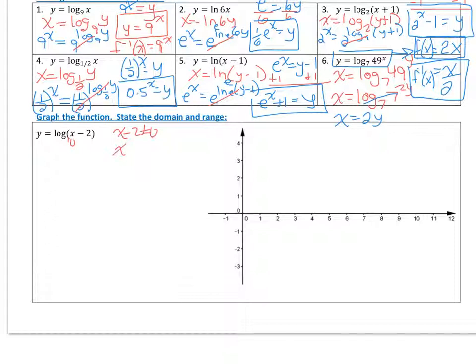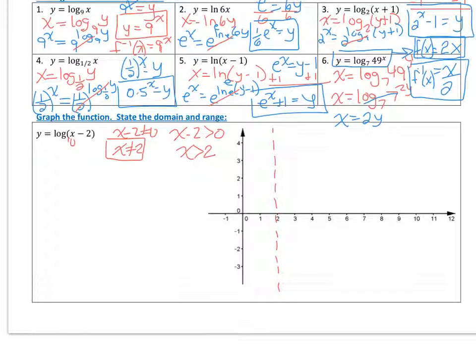So what does that mean? That means x cannot equal positive 2. Right away you know x equals positive 2 is going to be a vertical asymptote. Our curve is not going to touch that line. Also, we know x minus 2 has to be positive, so x has got to be greater than 2. So right away, we know our graph is going to be over here. It's not going to touch x equals 2, and it's got to have values of x greater than 2.